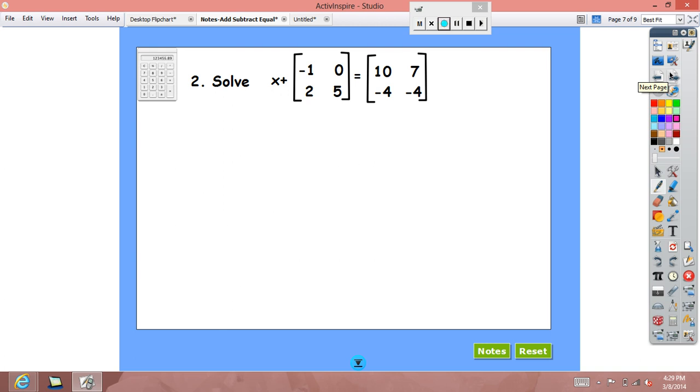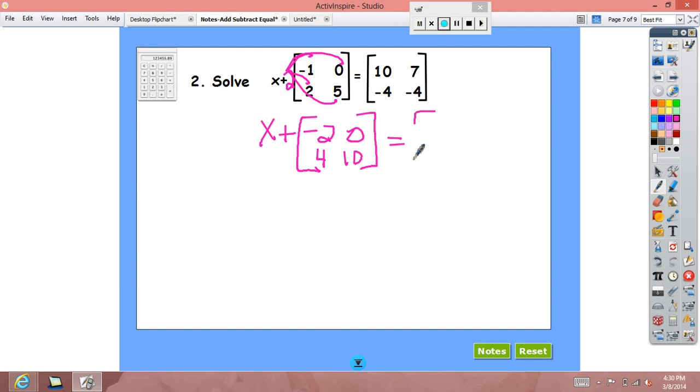Okay, one more here. I want to do one thing first. I'm going to add a 2 in here. This 2 on the outside is multiplied. So before, similar to other equations, before I do anything, I need to distribute in this 2. And I'm going to do that to every element. So I distribute in the 2 to every element. Now I have x plus -2, 4. I'm multiplying 2 times -1, -2. 2 times 2 is 4. 2 times 0 is 0. 2 times 5 is 10. Equals 10, -4, 7, -4.